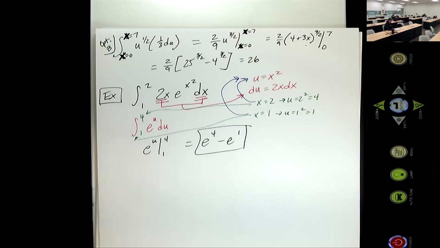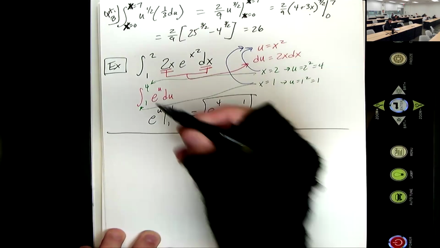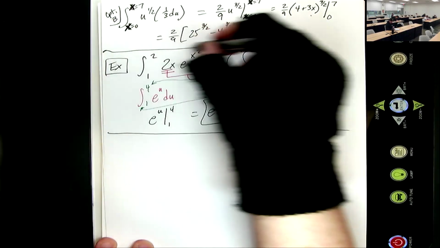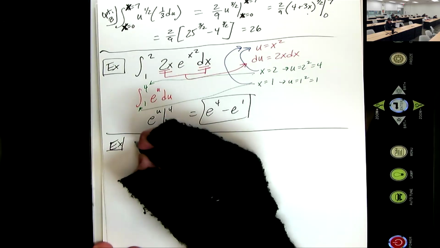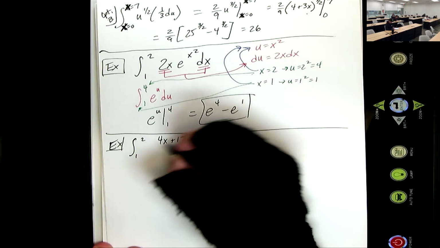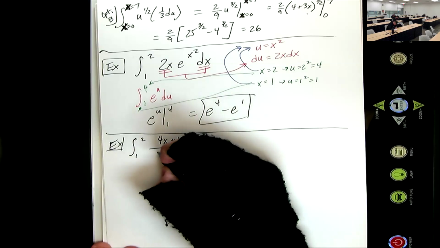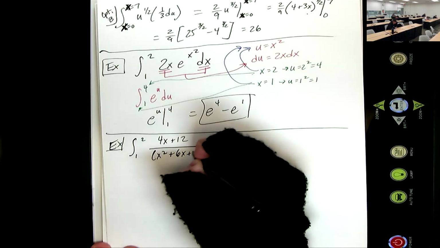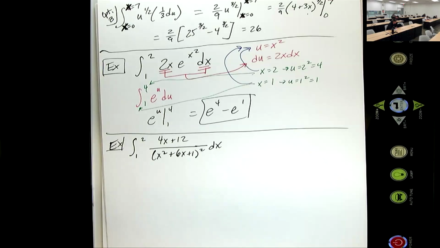Alright, next problem. We're going to do the integral from 1 to 2, 4x plus 12 in the numerator. The denominator is x squared plus 6x plus 1, all squared. That's the denominator, and then we have our dx.